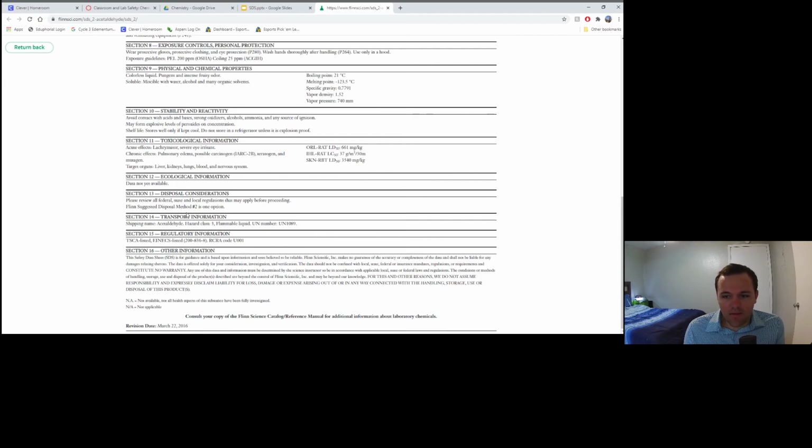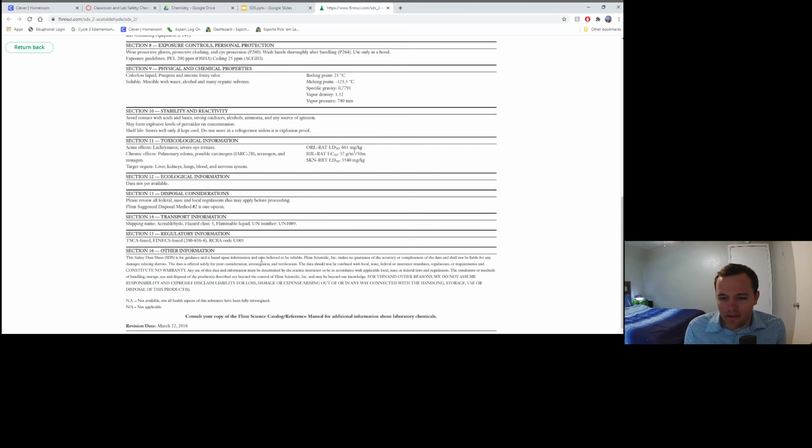Section 13 gives you disposal methods. A lot of times, especially since most of the chemicals that we order are from this Flynn company, they have their own disposal methods that they'll reference. So this says Flynn suggested disposal method 2, and we can go look that up and it'll tell us how exactly they want us to get rid of this chemical where it won't harm anything.